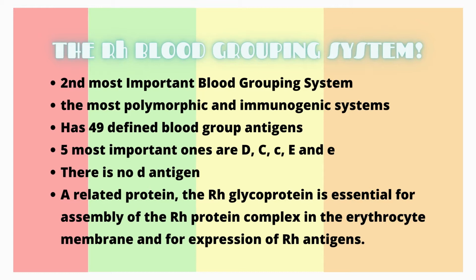They are capital D, capital C, small c, capital E and small e. There is no small d antigen. A related protein called the RH glycoprotein is essential for the assembly and expression of the RH protein complex and the RH antigens on the membrane of the red blood cells.